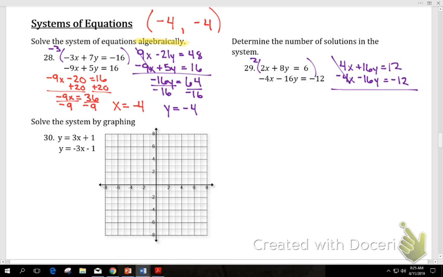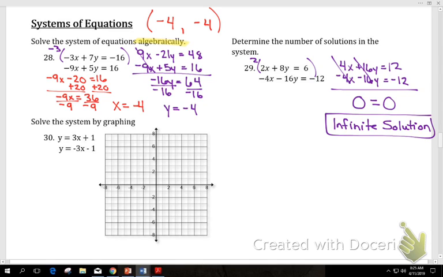But now look what else happens. What's 16 minus 16? 0. What's 12 minus 12? 0. Is it true that 0 equals 0? So this is infinite solution. Now, listen guys, this is so important. What if this number had been a minus 10? Now 12 minus 10 would have been 2. And is it true that 0 equals 2? No. So it would be no solution. Okay?